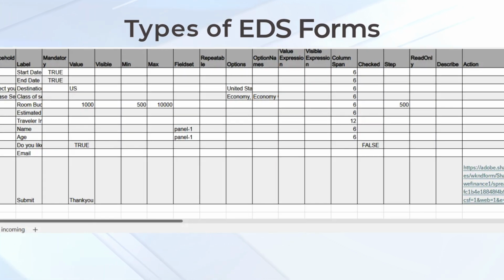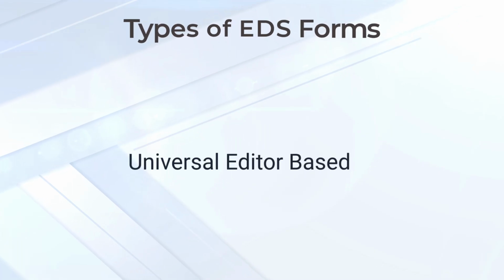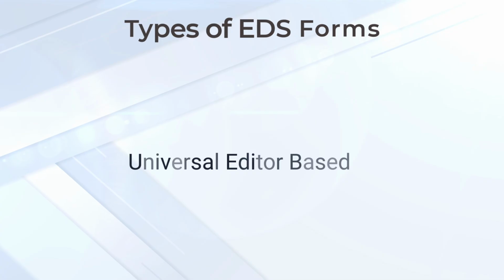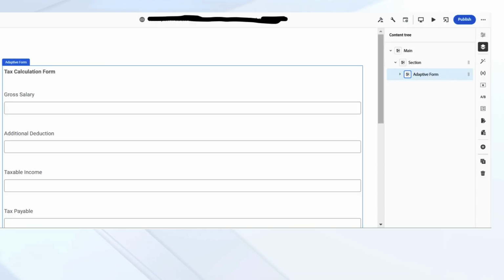With Universal Editor-based forms, the form is defined and configured directly inside AEM using the Universal Editor. Authors can open the page in the visual editor. They can add a form or fields directly on the page. They can configure labels, validation, and submission settings visually.